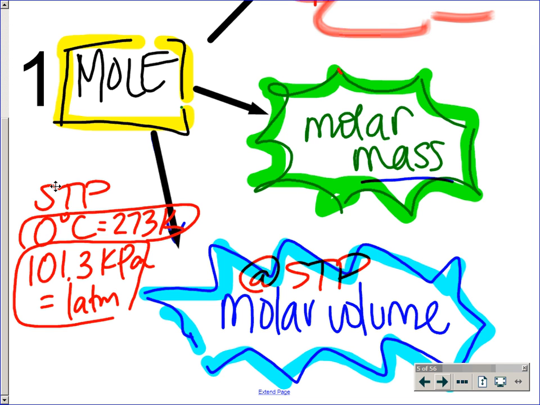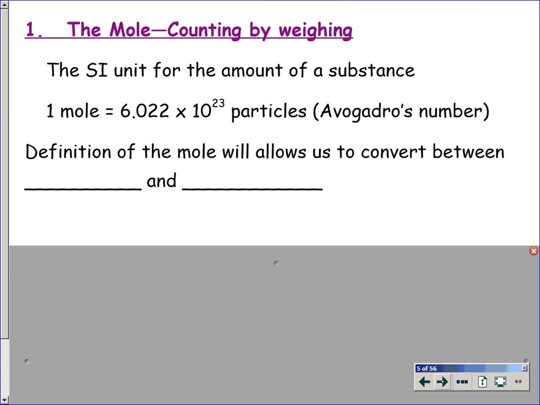Okay, so we're going to add on to our notes today. I gave you one example yesterday, but we're going to fill in some of the blanks that I provided here. Let's just recap this so that we have our background really solid, okay? So the whole concept is basically an SI unit. That SI unit is very important, and therefore we are using it a lot. And it's going to allow us to relate a couple of variables which we've just discussed. So the definition of the mole will allow us to convert between what and what?